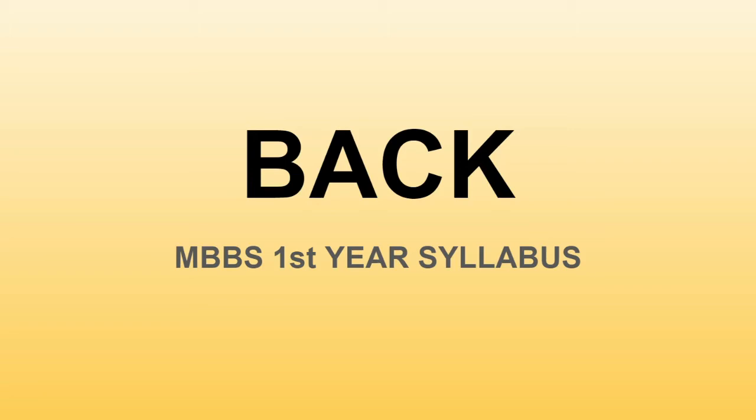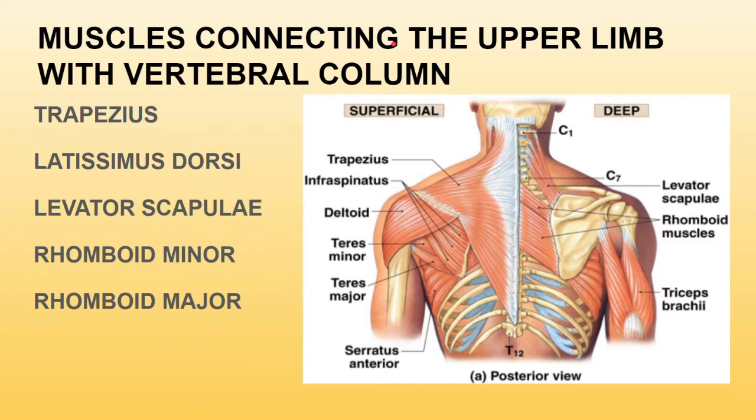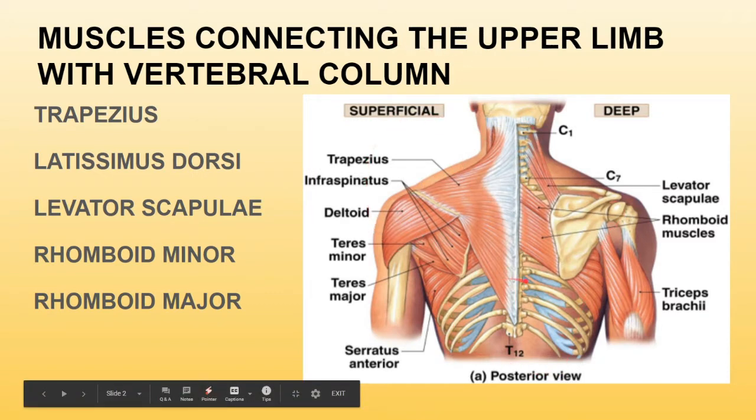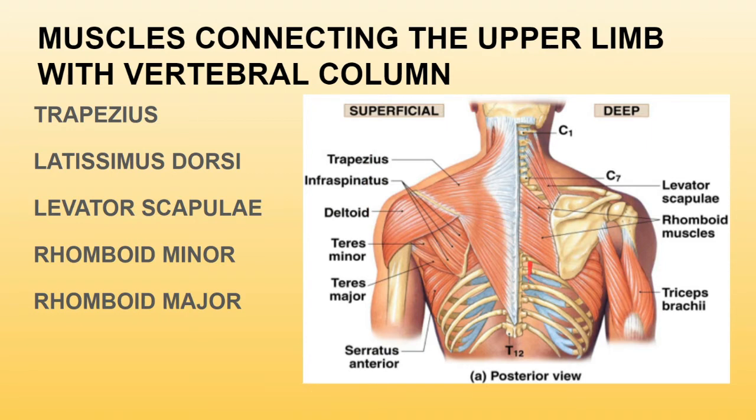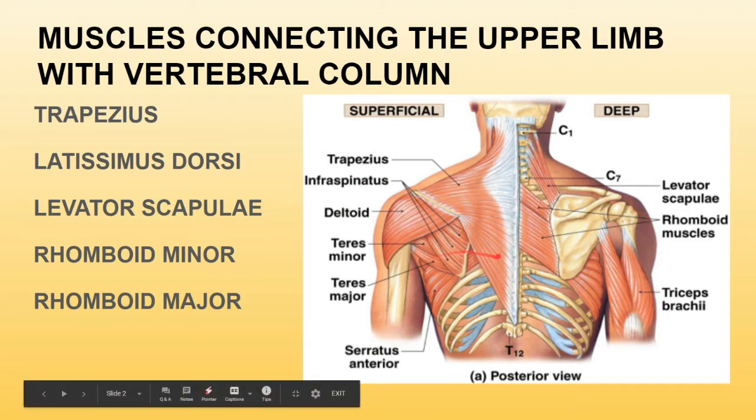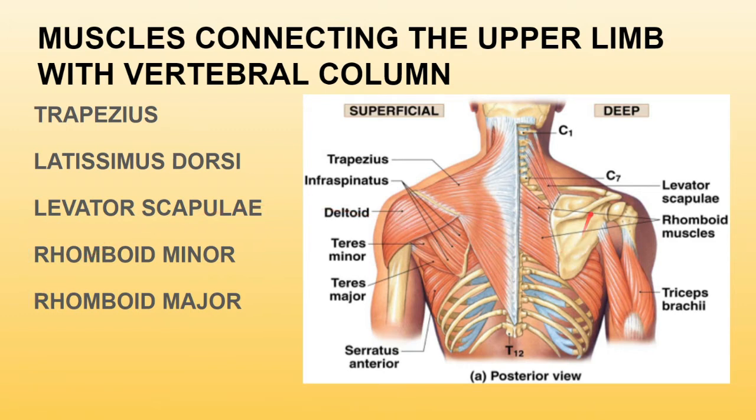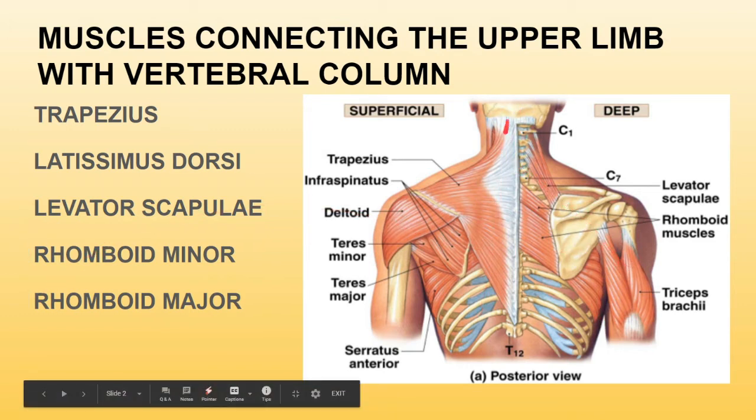Hello everyone. Today we'll discuss the structures at the back. Now first of all, this is the view of the back muscles and the back structures. The muscles that connect the upper limb with the vertebral column are mainly these five. These five muscles connect the upper limb with the vertebral column in the center.